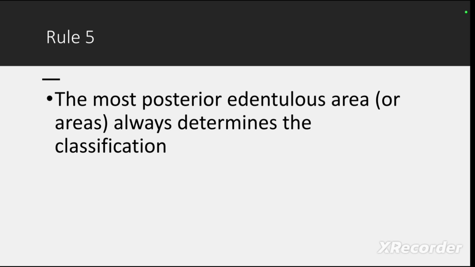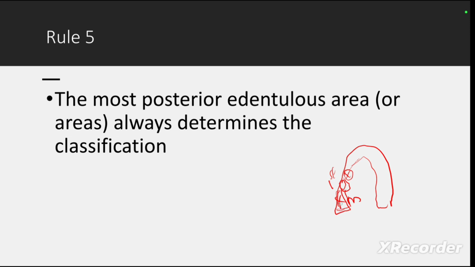So fifth rule, the most posterior edentulous area always determines the classification. This is very important because based on this, we are able to classify and understand the modifications. Consider an arch. Here the first molar is there, here a tooth is missing, here the second molar, third molar, everything is missing, and here also a tooth is missing, and the rest of the teeth are all present.